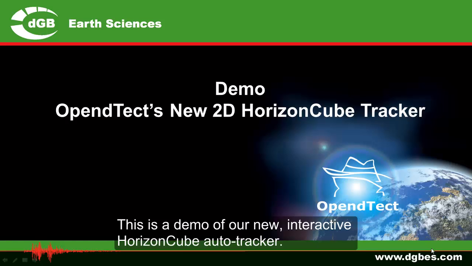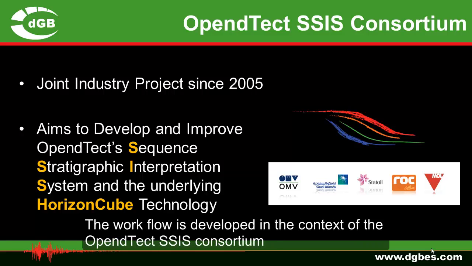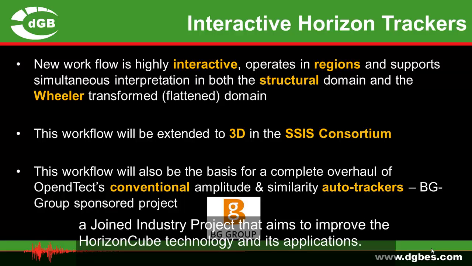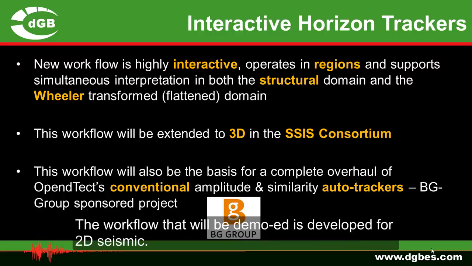This is a demo of our new Interactive HorizonCube auto tracker. The workflow is developed in the context of the OpendTect SIS Consortium, a joint industry project that aims to improve the HorizonCube technology and its applications. The workflow that will be demoed is developed for 2D seismic.